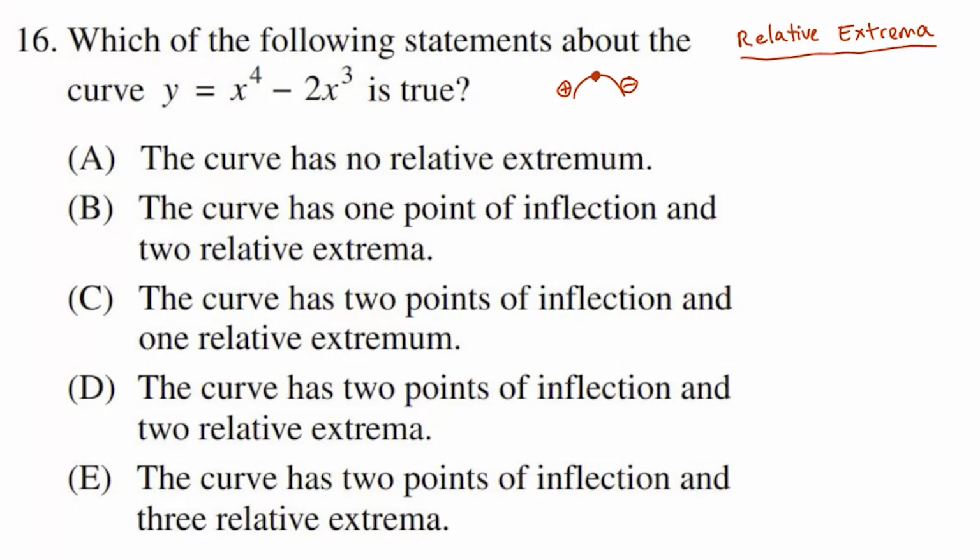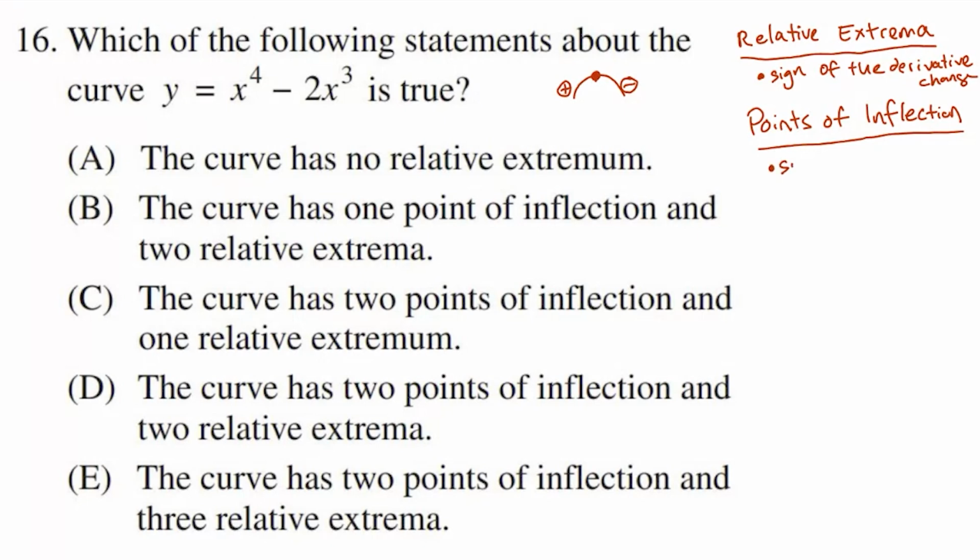Points of inflection are found similarly. For points of inflection, we need to find the second derivative, and we are also looking for a sign change on that second derivative. Points of inflection are points on the graph where the concavity changes. To sum this up, relative extrema are points where the sign of the derivative changes, and points of inflection can be found anywhere the sign of the second derivative changes.